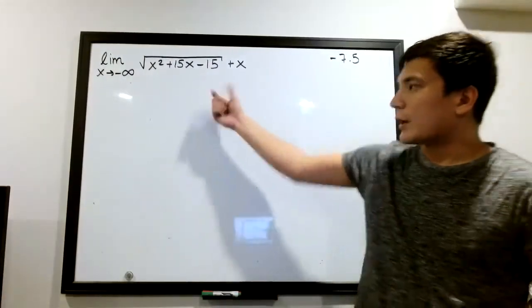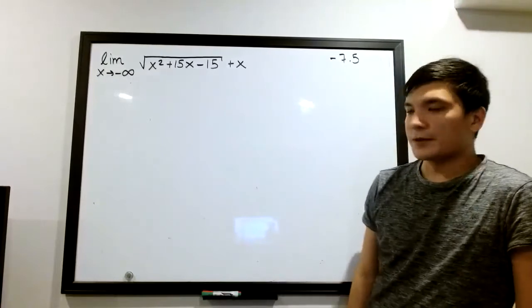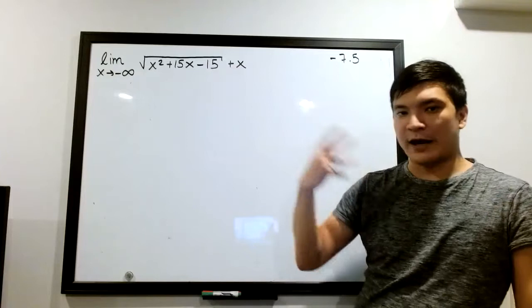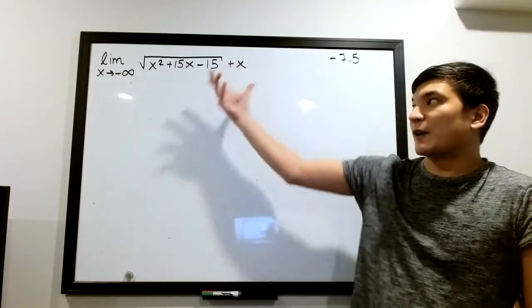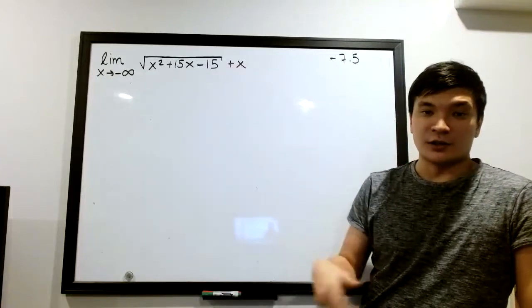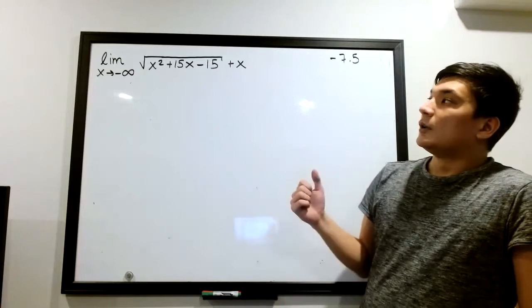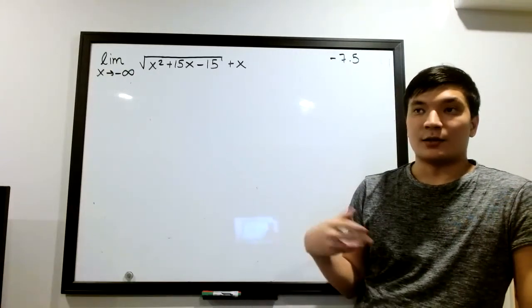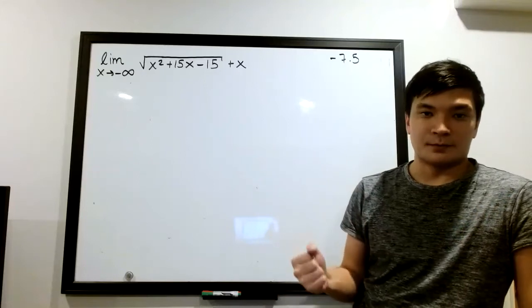So let's solve this problem analytically. The first step is to put this in fraction form. We want to transform this expression into a fraction. And the way we're going to do that is by rationalizing the numerator.